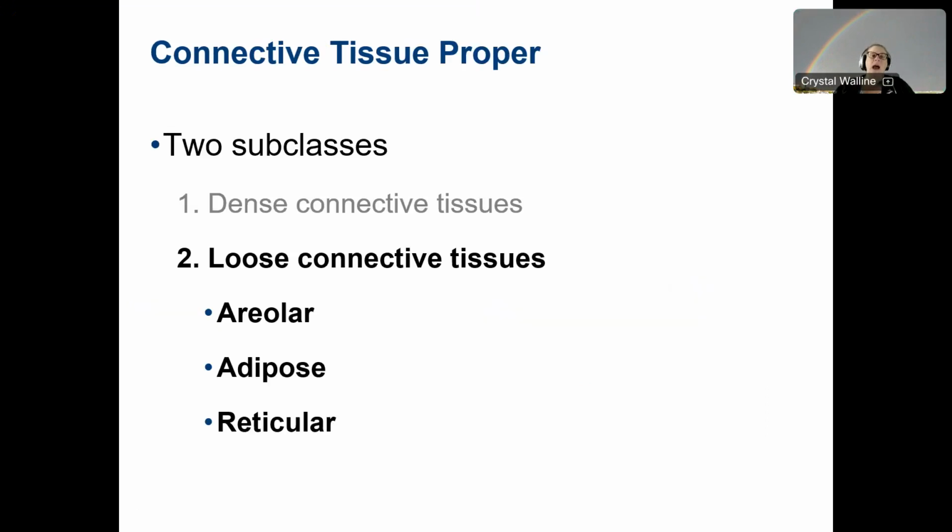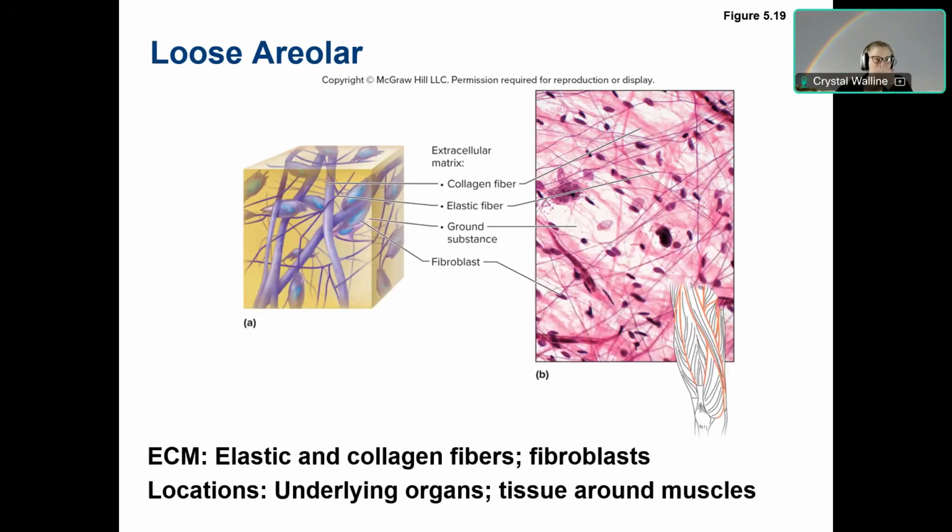Okay, that wraps up our dense, proper connective tissues. Now we're going to move on and talk about the loose, proper connective tissues. The first one is areolar connective tissue. Remember, this is a loose connective tissue because these extracellular matrix proteins are not packed together really tightly. They're arranged more loosely. You can see there's a lot more ground substance. There's a lot more space in between these fibers. The fibers aren't all packed up against each other.